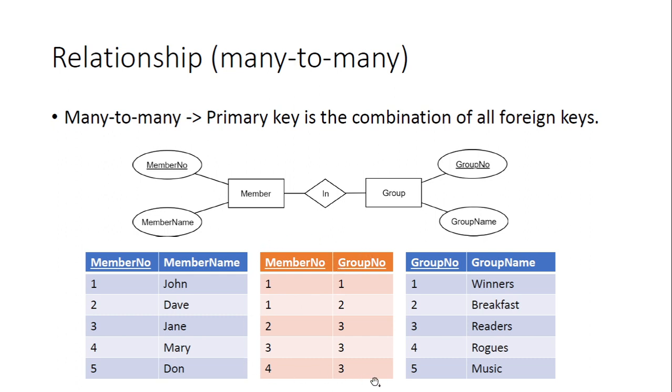So for the primary key of this table, we need to have the composite of these two foreign keys. So member no and group no together should be the primary key, because otherwise, if we just look at the individual columns, for member number we have duplicate values, and for group number as well we have duplicate values. So the primary key should be something that has no duplicate values in that table. And for many-to-many relationship, it is the combination of all its foreign keys. So if this was a ternary relationship, and it was many-to-many, then it is again the combination of all its foreign keys.